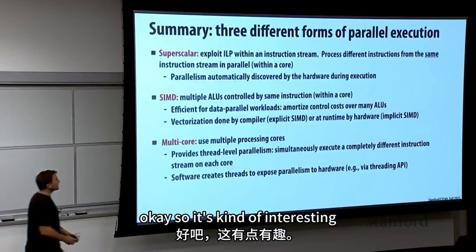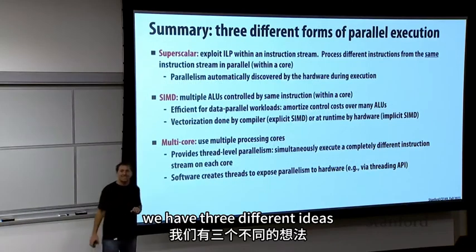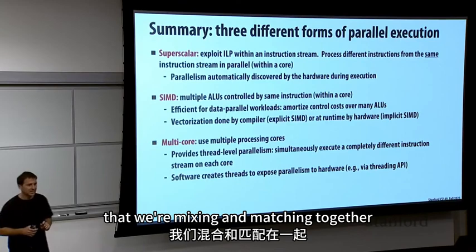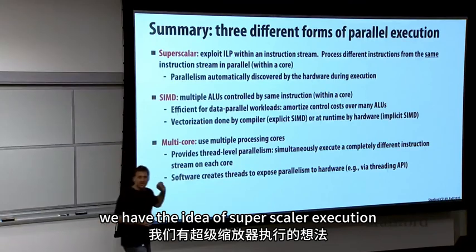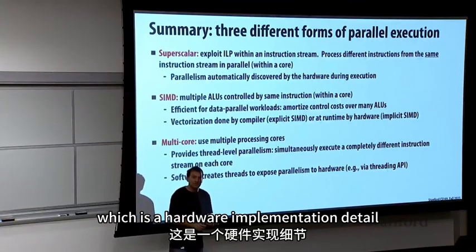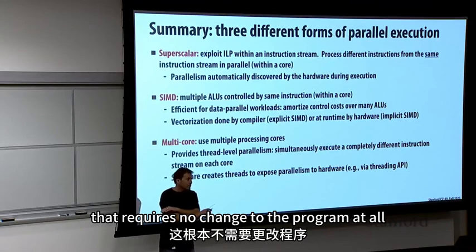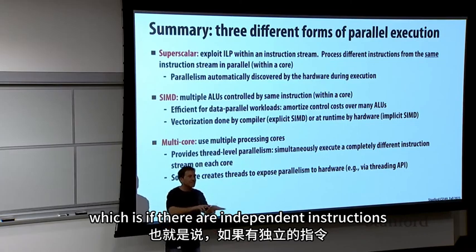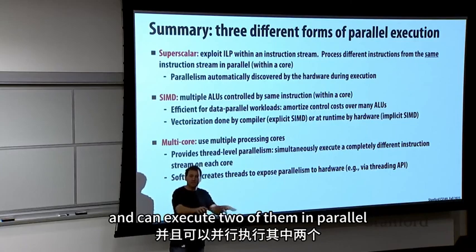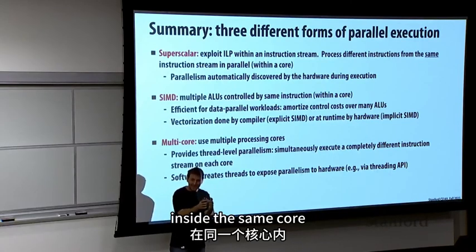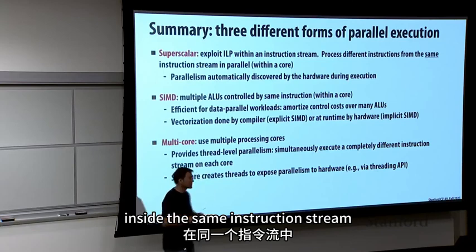Okay, so this is kind of interesting. We have 3 different ideas that we're mixing and matching together. They are orthogonal ideas. We have the idea of superscalar execution, which is a hardware implementation detail that requires no change to the program at all, which is if there are independent instructions in one instruction stream, the hardware figures it out and can execute 2 of them in parallel, inside the same core, inside the same instruction stream.